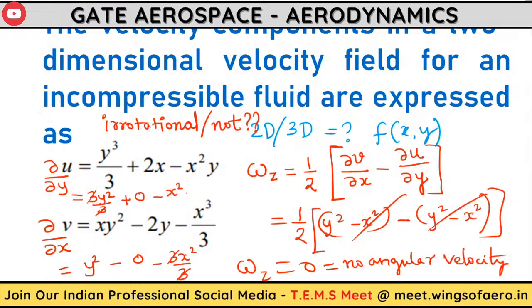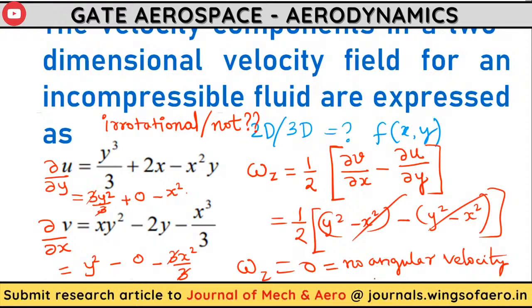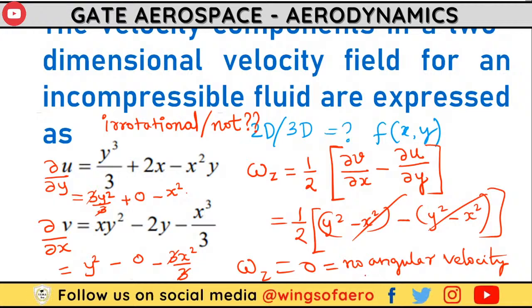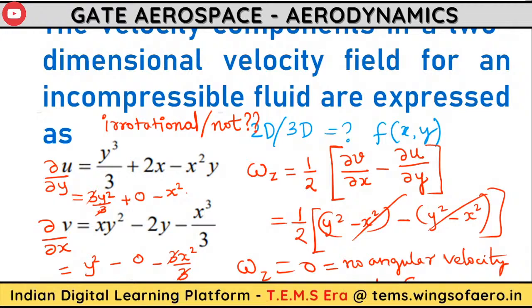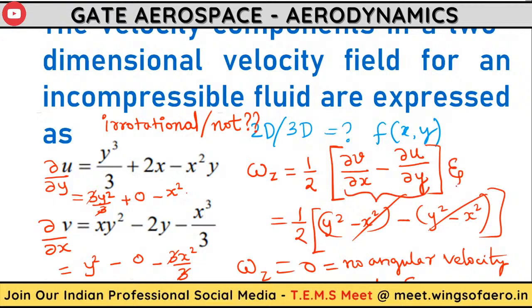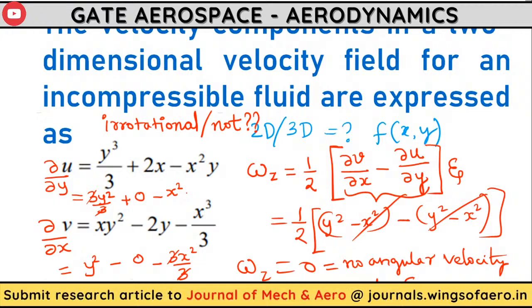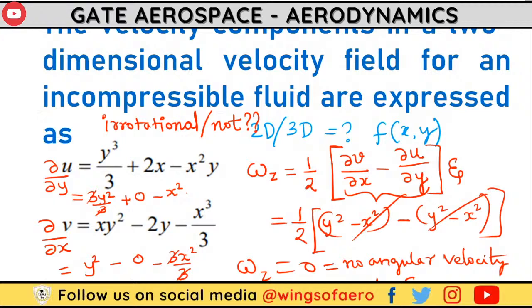Sometimes they can ask in such a way also, whether angular velocity is present. We already discussed in the morning lecture that they can ask in such a way also: angular velocity, or vorticity. Here vorticity will also be 0, because this parameter represents your vorticity. All right. Clear? Shall we move to the next problem? Let me know once you're ready.